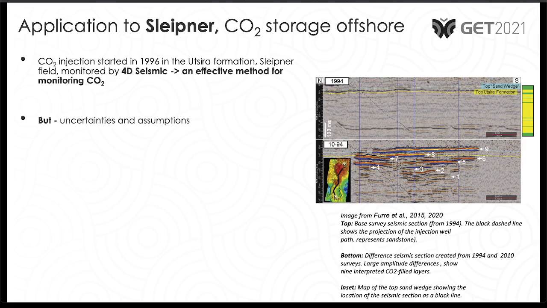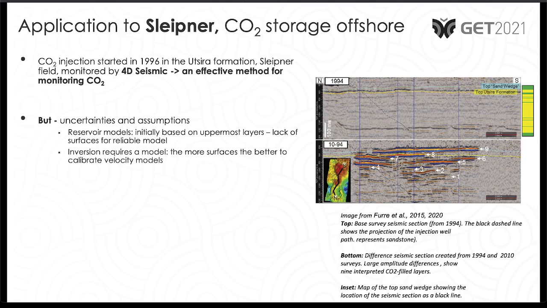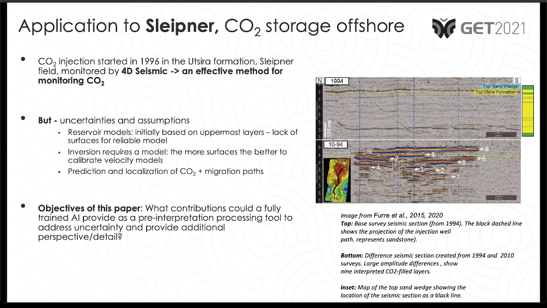And the thing is, looking backwards, some assumptions and uncertainties have been highlighted in the literature, which made the original predictions difficult. As you see in the seismic baseline from 1994 on the top of the picture, it was difficult to find surfaces and horizons to build a complete model and even to have an accurate velocity model for seismic inversion. Another uncertainty lay in the localization and prediction of the CO2 and its migration path over the years. So the idea here is, how can we bring new perspective to this project?